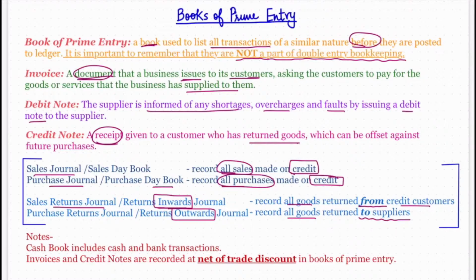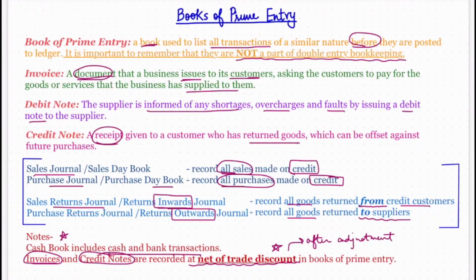Now some of the notes are that the cash book includes both cash and bank transactions, and invoices and credit notes are recorded at net of trade discount in books of prime entry. What this means is that net of trade discount means after adjustment of trade discount.